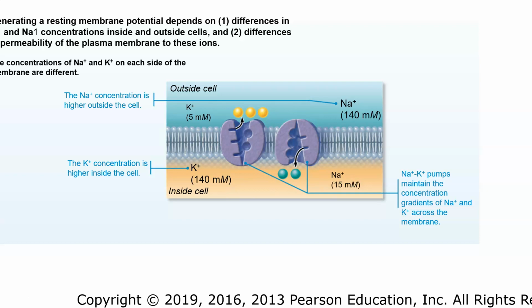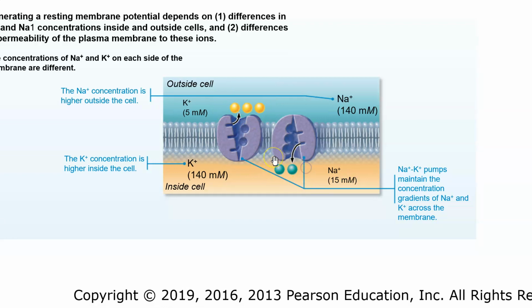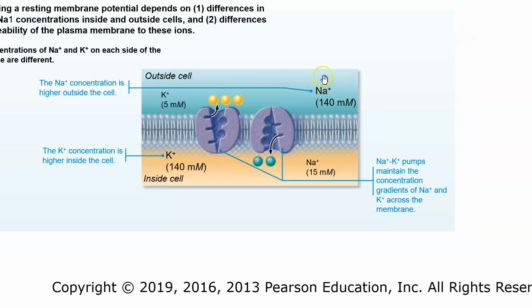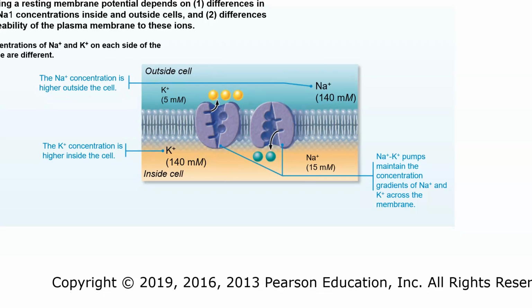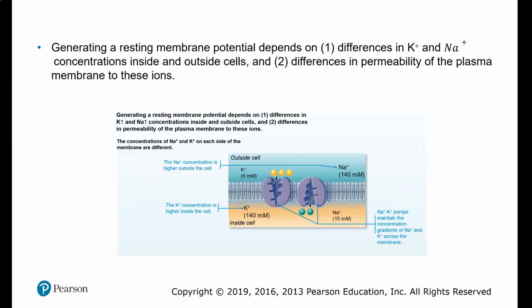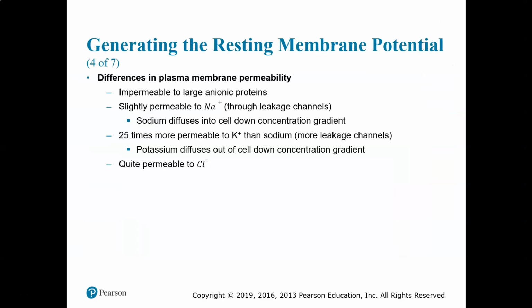The reason for this is the sodium-potassium pump transports 3 sodium ions out of the cell and 2 potassium ions inside the cell. So it maintains that resting potential by pumping sodium out and pumping potassium in against their concentration gradient. There's already a lot of sodium outside the cell, but the sodium-potassium pump keeps pumping it out. So we say that it maintains the concentration gradient. Maintains the resting membrane potential.